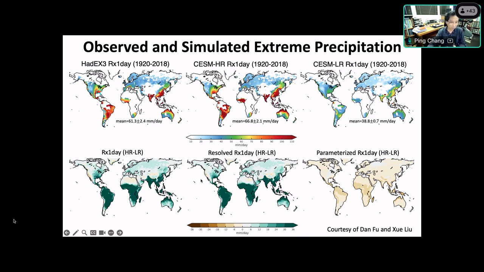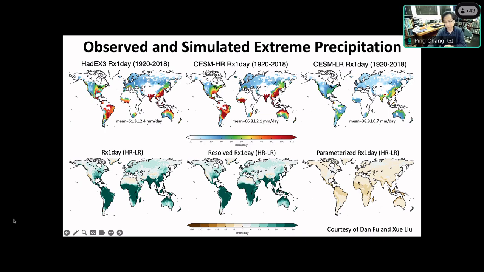So if you look at this difference, which component of the precipitation is contributing to it, what we found is that most of the contribution is actually coming from the resolved component. So even if we only increase the atmosphere model resolution 4 times, the model is actually resolving the extreme precipitation much better, and so we get a significant increase of the extreme precipitation from the resolved component.